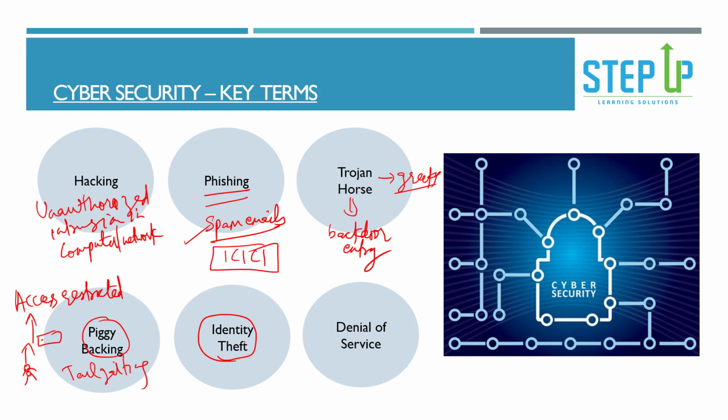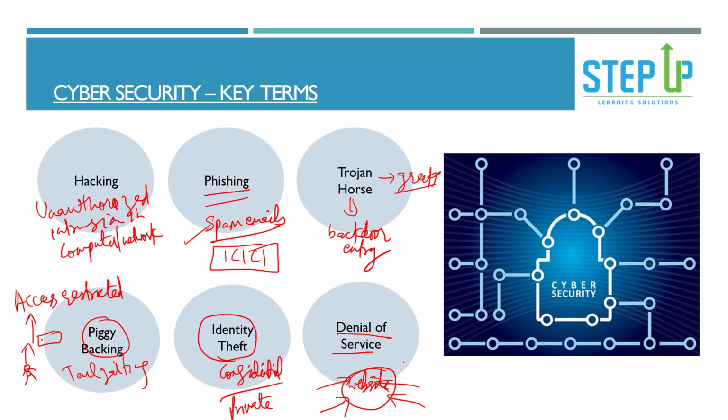Identity theft, again, is trying to steal the confidential or private information of somebody. These are things hackers do. Denial of service is when hackers overwhelm a website with too many requests. Normally a website can handle millions of requests, but what if the hackers send billions and trillions of requests to that website, right? Ultimately the website may get overwhelmed and may stop responding. So that is your denial of service.